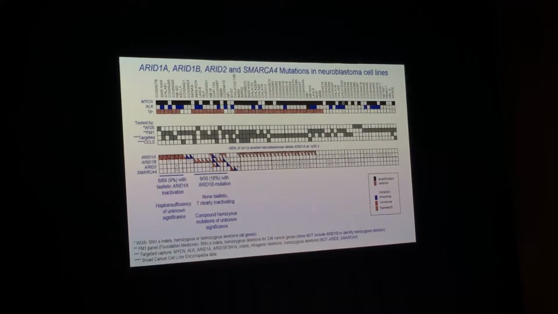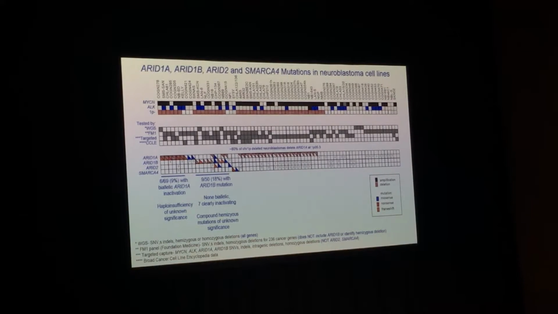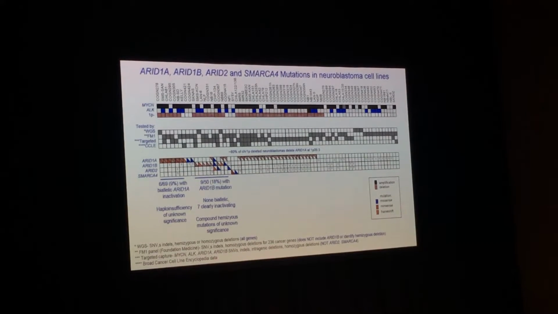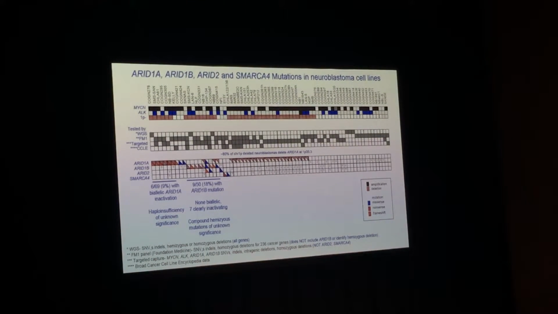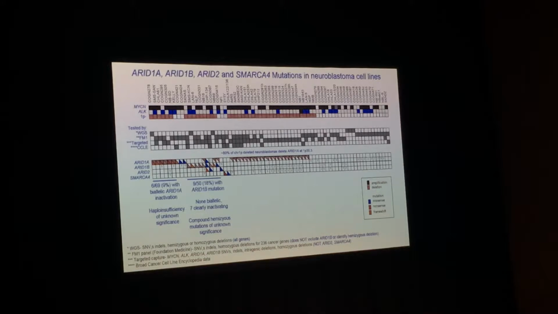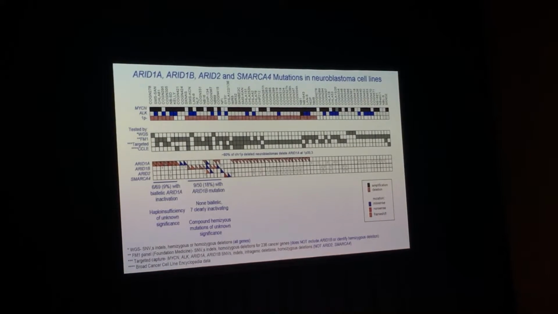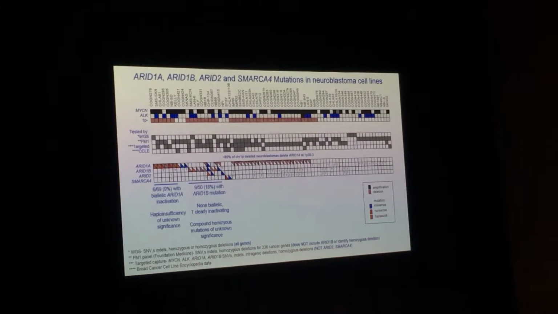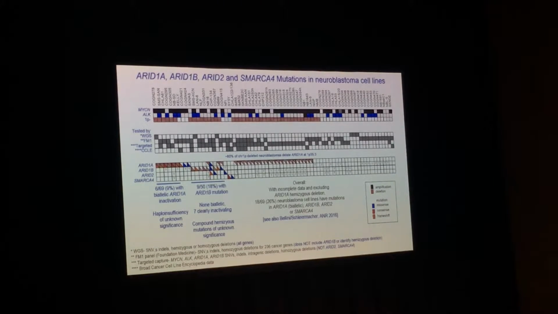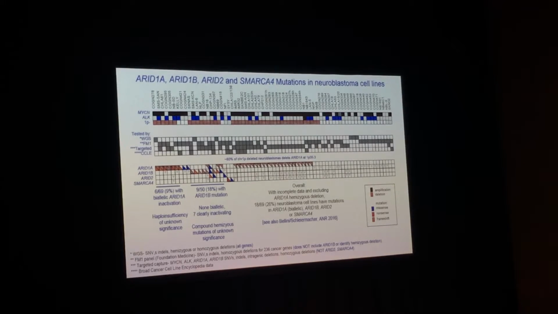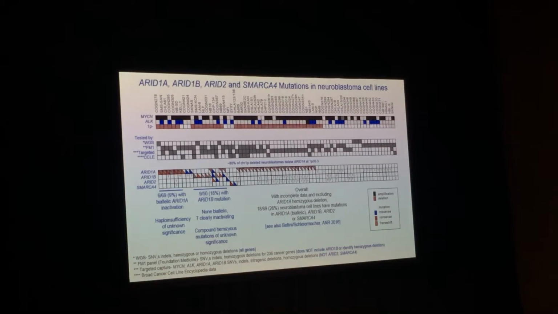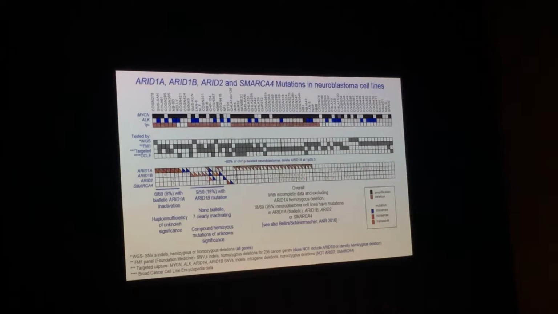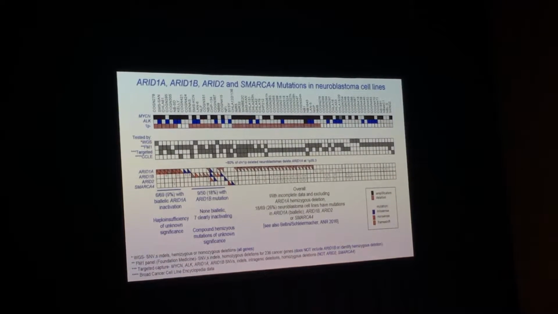ARID1B mutations were seen in about 18% of tumors. We never saw a biallelic inactivating mutation, but the mutations we do see for the most part are clearly inactivating, and often accompanied by what I would call compound hemizygous mutations, again the significance of which is unknown. So overall, with some incomplete data that we're continuing to mine and extend, for this panel of cell lines, 26% of the neuroblastomas had mutations in one of these 4 genes.